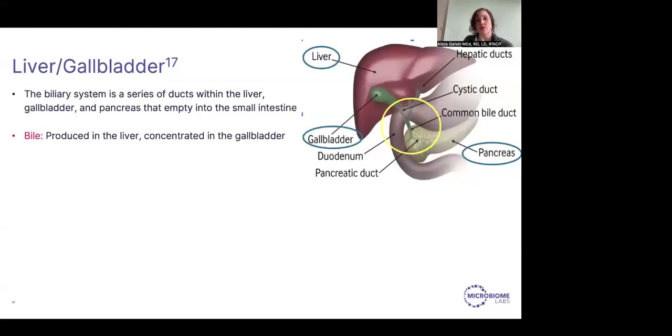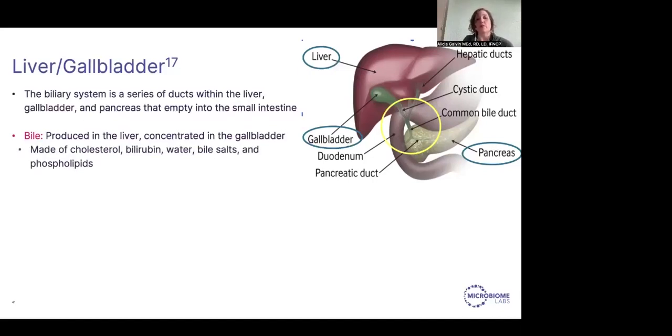And when I say concentrated, I mean that the bile that's in the gallbladder is much higher in bile salts, which helps with that fat emulsification, and it's much lower in water. So it has a very different composition in the gallbladder than it does in the liver. So just keep that in mind, that all bile is not created equal, and depending on where it is in the body at any particular time, it may have a different composition.